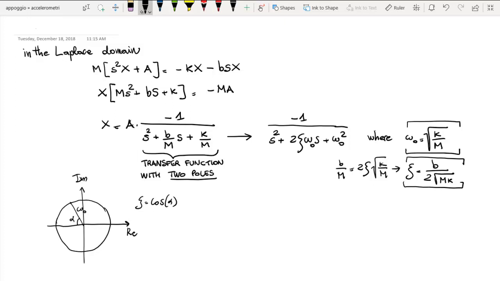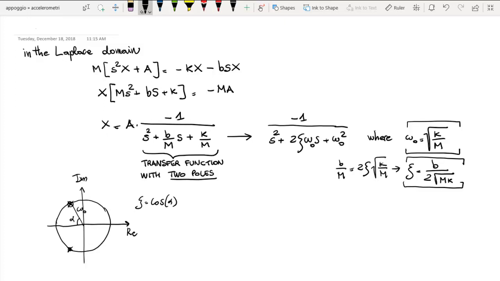It's clear. I think it's easy to see that if b is equal to 0, the two poles are pure imaginary numbers of modulus omega 0, so they are plus or minus j omega 0. And if b is not 0 but small, then they are complex conjugate. One is here, and the other one is here. That's it. Here are the two poles.